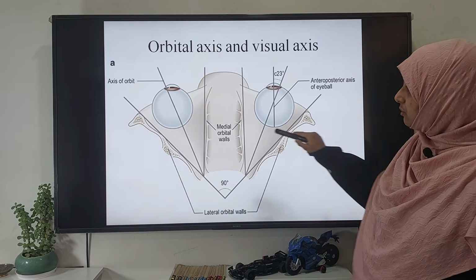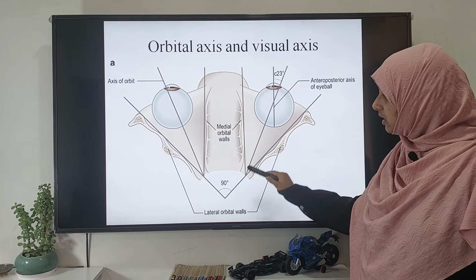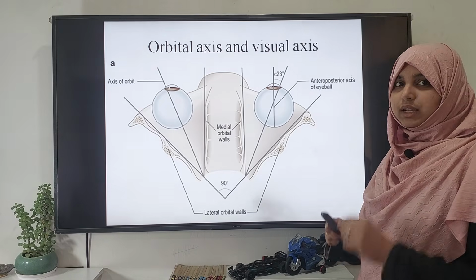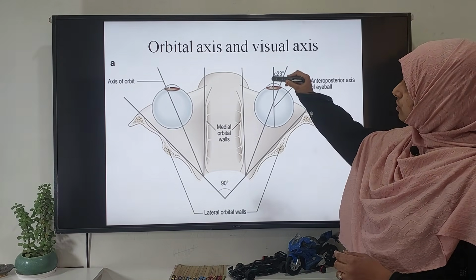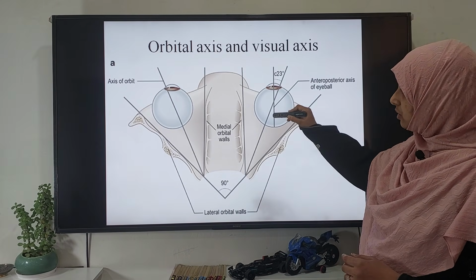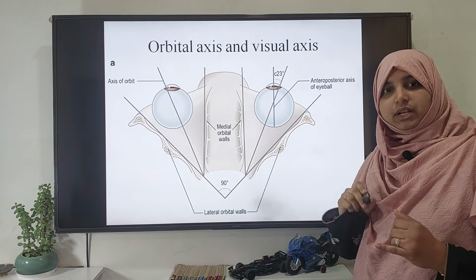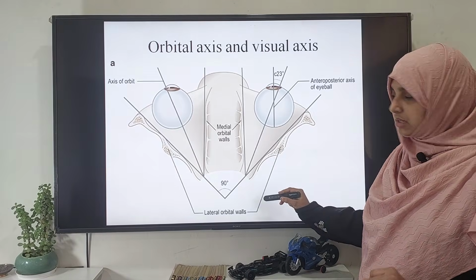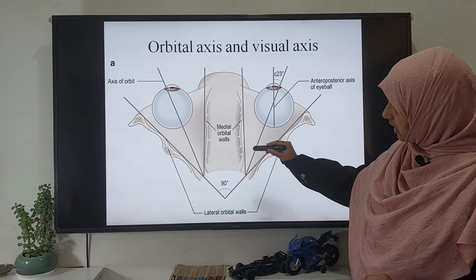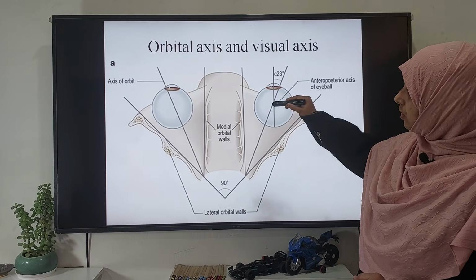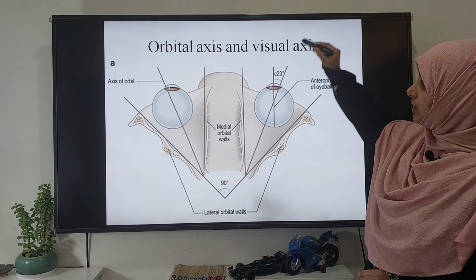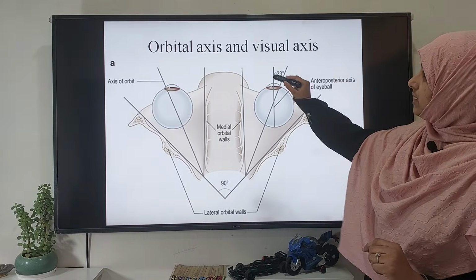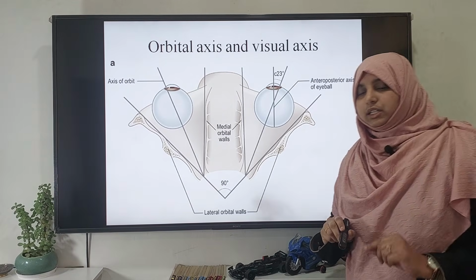And then if you see, the eyeball is located this way and the optic nerve is going to travel in this region. What is a visual axis? The axis which is passing from the anterior pole of the eyeball to the posterior pole of the eyeball is called the visual axis. Next, what is an orbital axis? It is the axis which is passing through this optic canal, crossing the floor of the orbit, and going outwards. That is the orbital axis. Now, there is an angle of about 23 degrees between them.